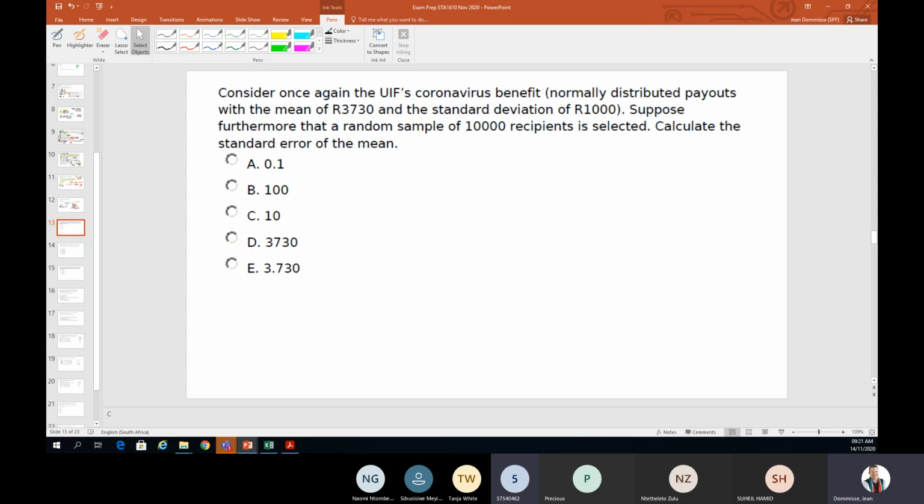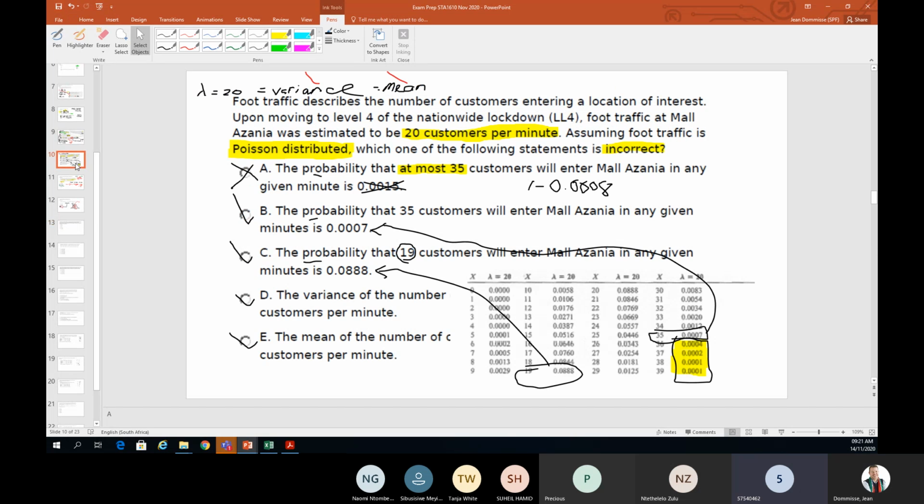Yes, there is a question. Morning, Tim. Morning, Ronnie. Yes. Can you go back to the Poisson one, the one that was saying at most? I didn't get on that table. How do we go about looking for the values that are above 35?